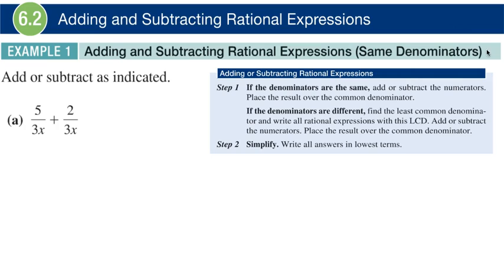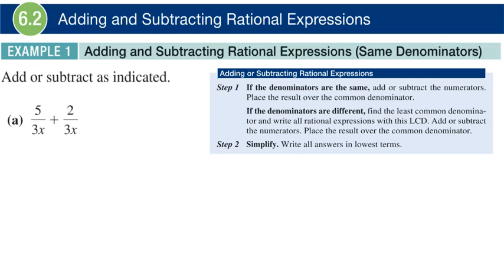Well, if the denominators are the same, then that means that we first just add or subtract the numerators and then place the result over the common denominator. Now, if the denominators are different, which we'll get to in the next couple of examples, we're going to have to do some simplifying by finding a common denominator and so forth.